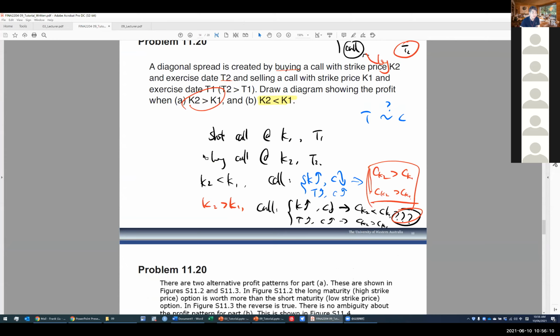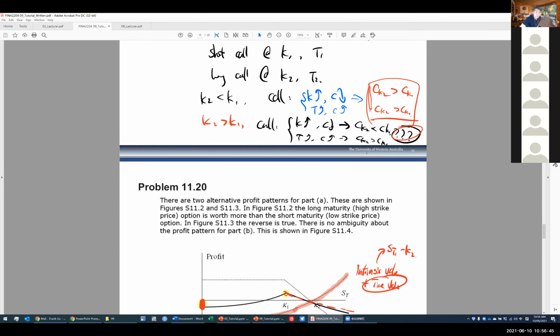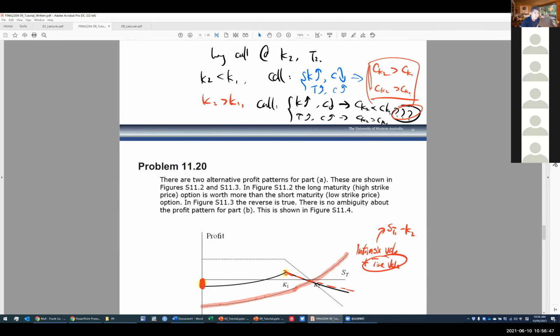So let's just say over here, if strike price two is greater than strike price one, then we know that from time to maturity, the relationship is such that CK2 is greater than CK1. But if K2 is greater than K1, we know that CK2 is smaller than CK1. So which means in this case, we have to make an assumption, right? We have to make an assumption, and the assumption is here.